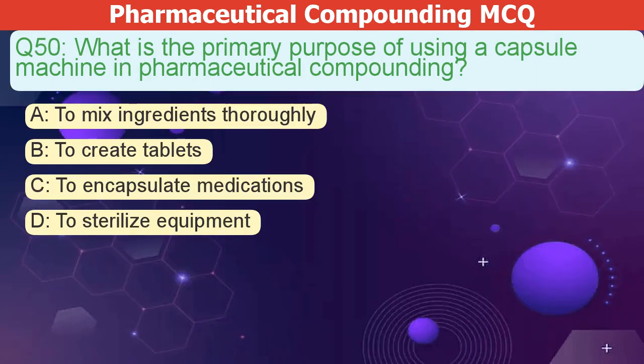What is the primary purpose of using a capsule machine in pharmaceutical compounding? A. To mix ingredients thoroughly. B. To create tablets. C. To encapsulate medications. D. To sterilize equipment.